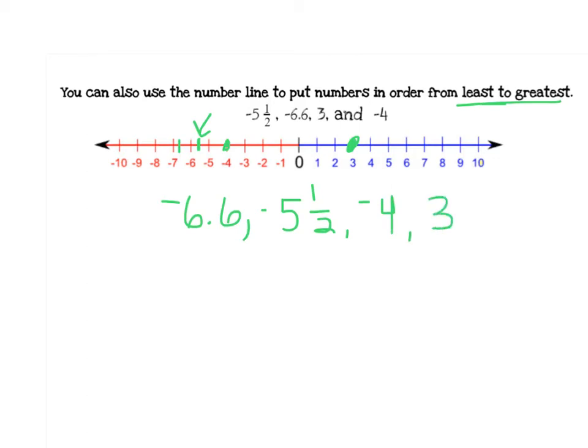All right, you guys are going to flip your paper over and do the practice, then check your answers with the answer key.